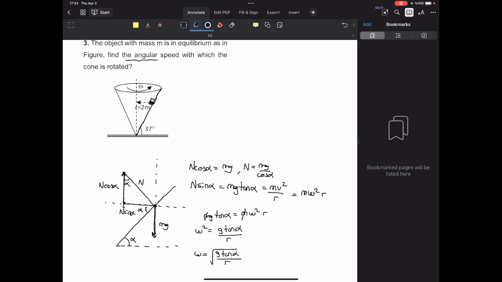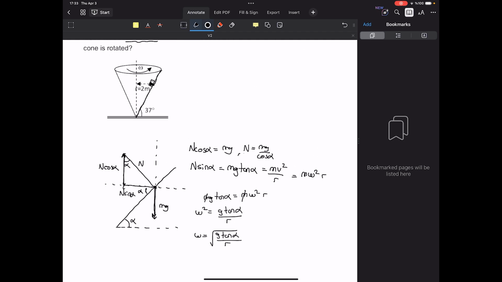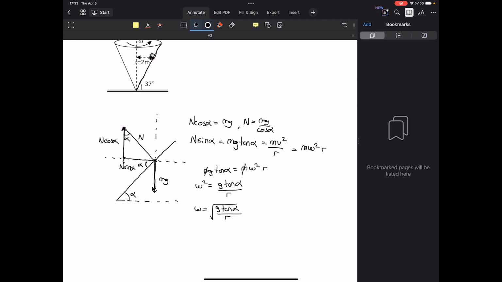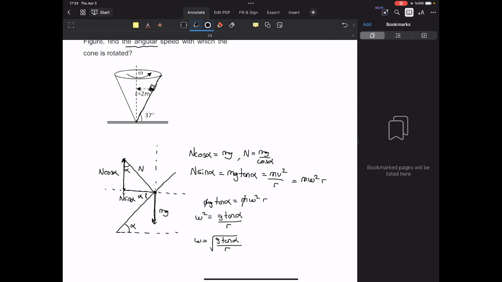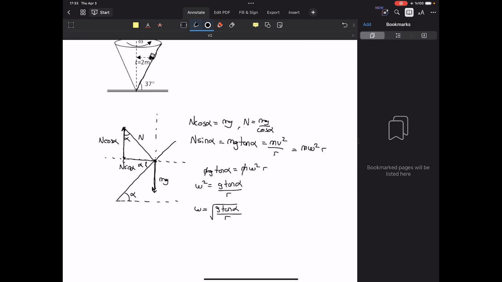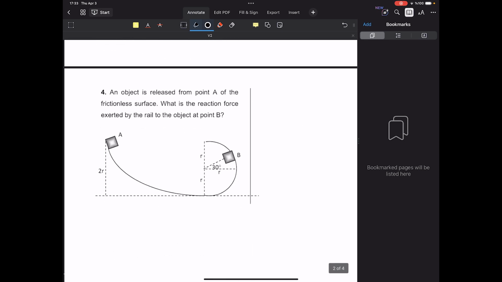In questions like these, this force can be friction, tension, or the normal force in this case. It can be a lot of different things. You just need to find the forces and find the components in the direction of the centripetal force.